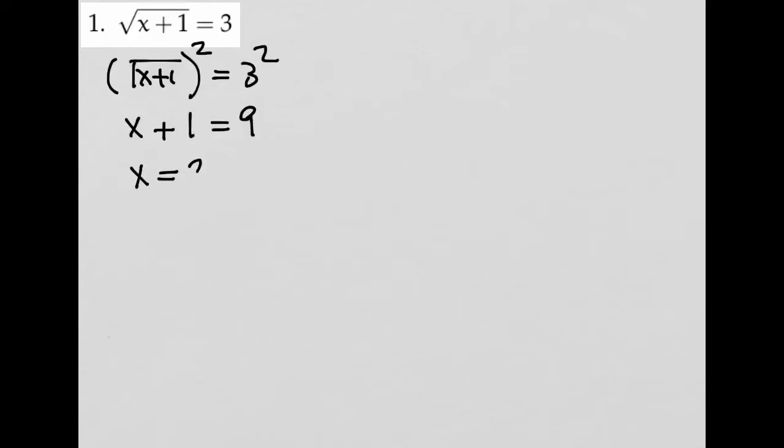Square root of x plus 1 equals 3. To solve this equation, I'm going to square both sides to get rid of the radical on the left side. So square root of x plus 1 squared equals 3 squared. X plus 1 equals 9, which means x equals 8. This is the solution of the squared equation. It may or may not be a solution to our original equation. Let's check.